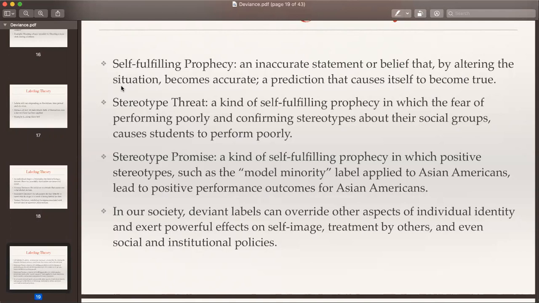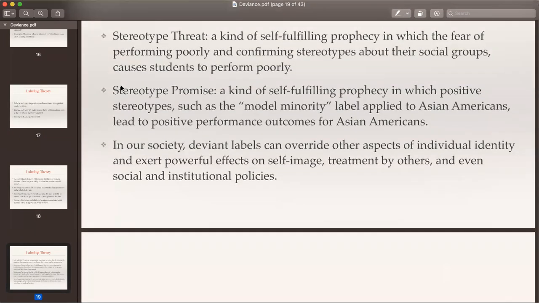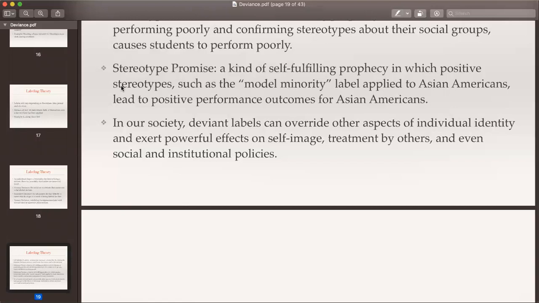Think about the effects of deviant labels, of labeling individuals a particular way, and how unhealthy that is, how that can shape social and institutional policies, how that can shape a person's self-image, how that can shape how we treat others. Getting rid of stereotypes is step number one in starting to challenge labeling theory.